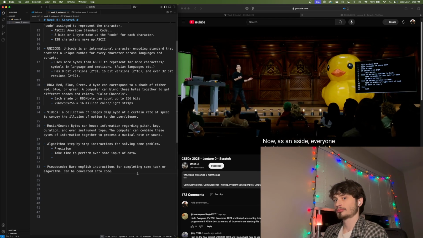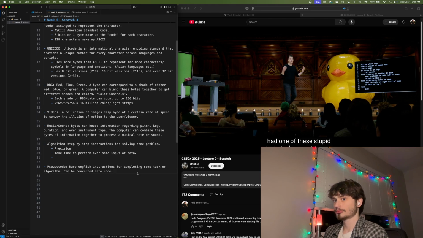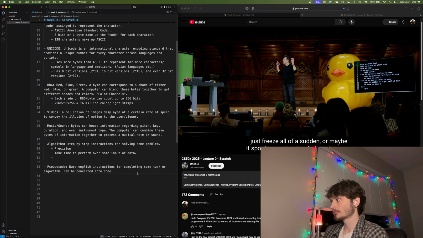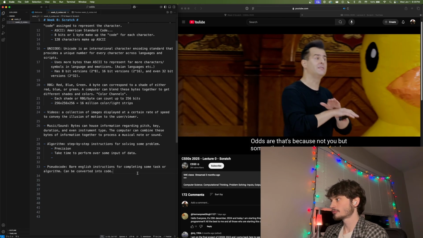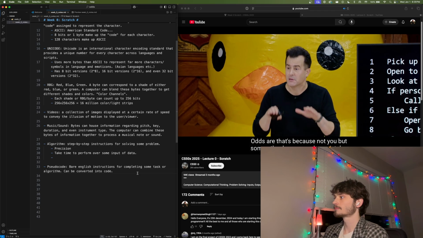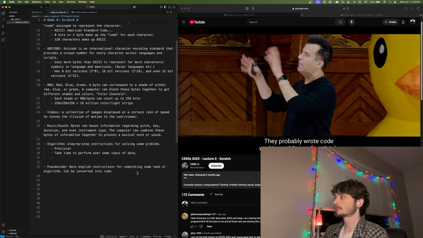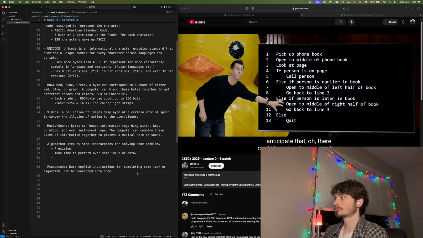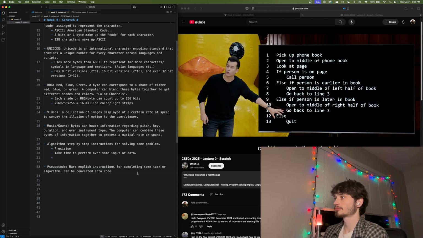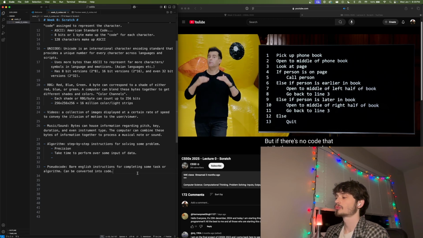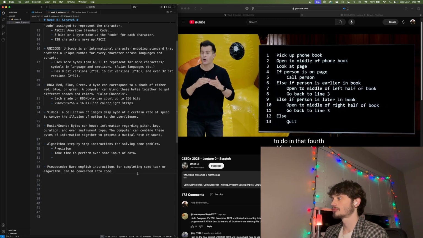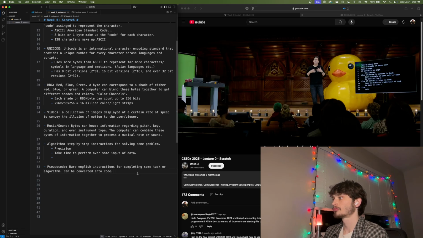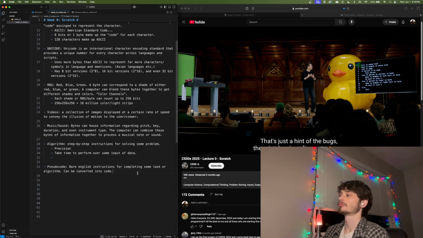Now, as an aside, everyone in this room has probably had one of these stupid technical support issues where your phone or your laptop or your desktop computer just freezes all of a sudden, or maybe it spontaneously reboots for no reason. Odds are that's because not you, but some other human made a mistake. They probably wrote code working at Microsoft or Apple or Google or somewhere else, and they didn't actually anticipate that, oh, there could be a fourth scenario that could happen in the real world. But if there's no code that tells the computer what to do in that fourth and final scenario, who knows what the computer is going to do? It might by default reboot, it might by default freeze. That's just a hint of the bugs, the mistakes in software to come.